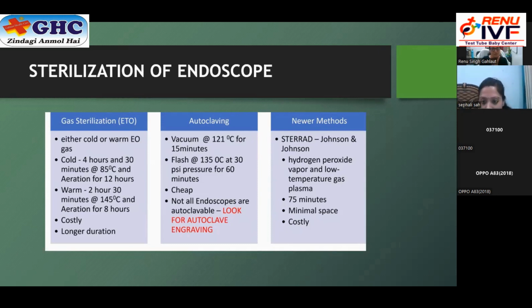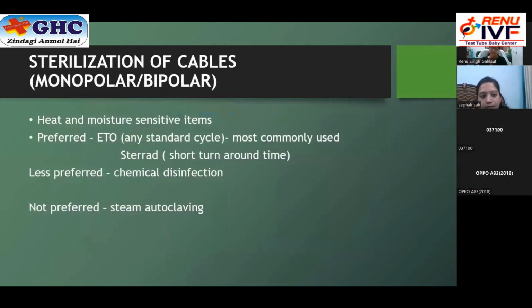The autoclave is commonly used, at 121 degrees Celsius for 15 minutes. It is cheap, but not for all endoscopes. And the newer method, as I said earlier, STERRAD, uses hydrogen peroxide vapor with low temperature gas plasma, 75 minutes, with minimal space. That is one of the drawbacks, that is minimal space, and it is very costly.